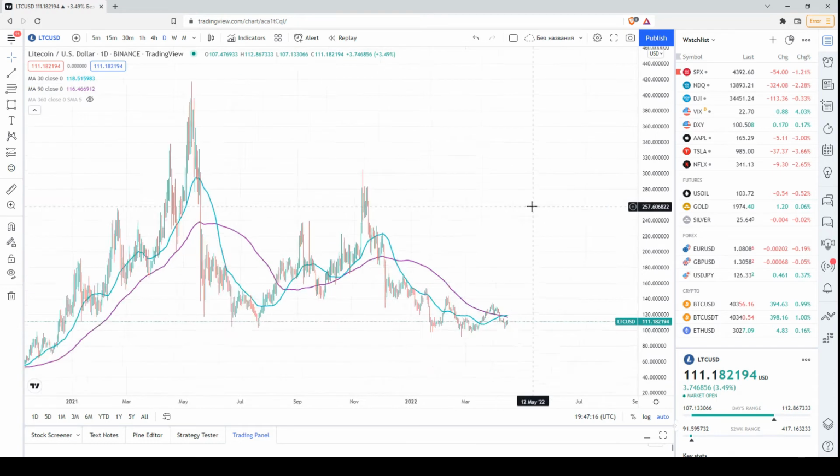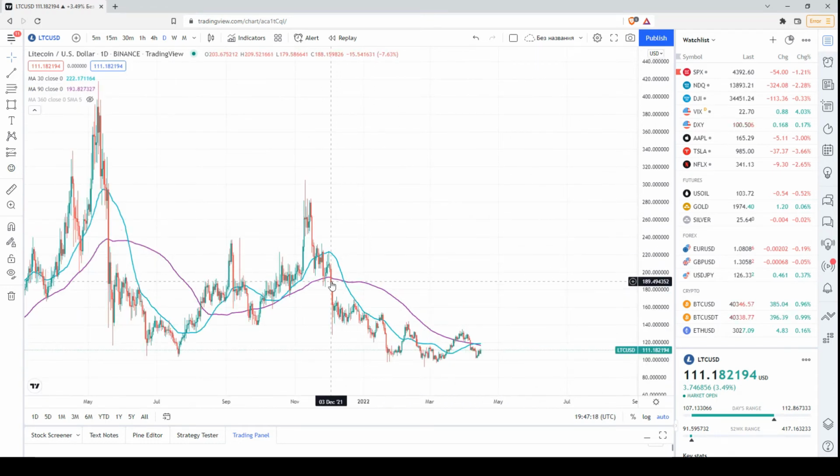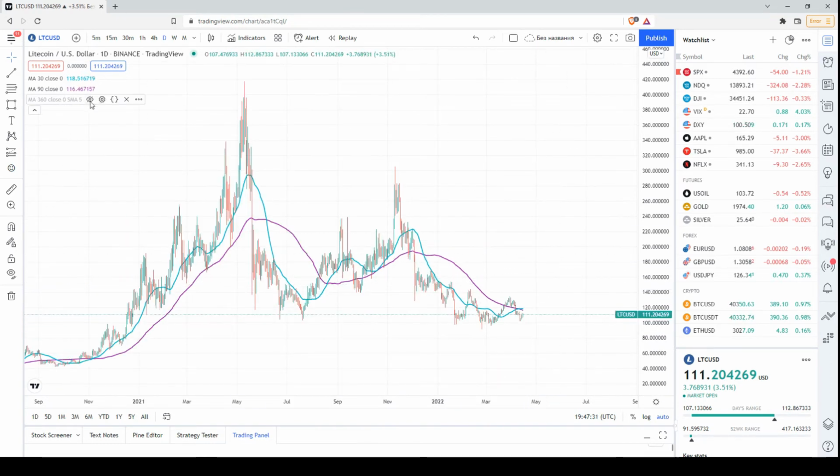This is the 90-day moving average. The price has dropped below the 90 moving average, or the moving average for the period of 1 quarter or 3 months, during the first days of December, and since then the price has been mainly below this moving average as well. And if we add the 1-year moving average, we're also below the 1-year moving average.